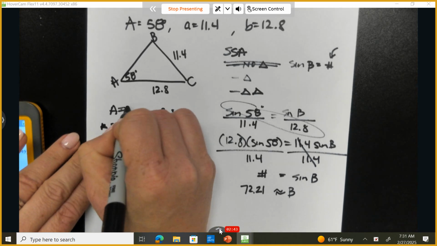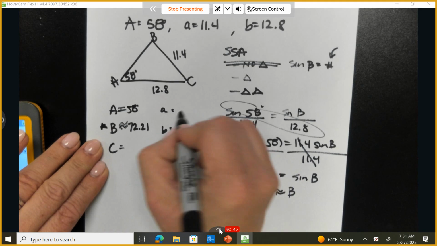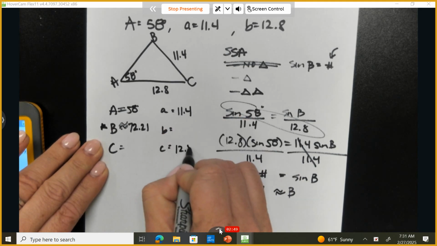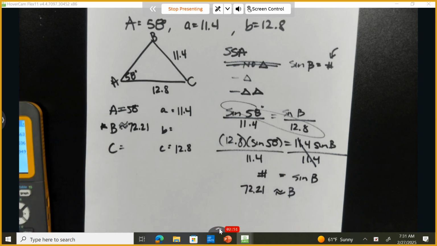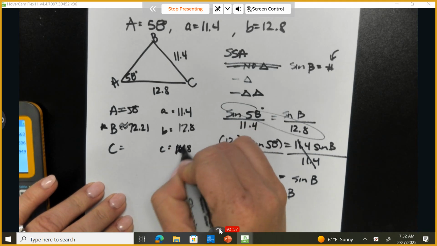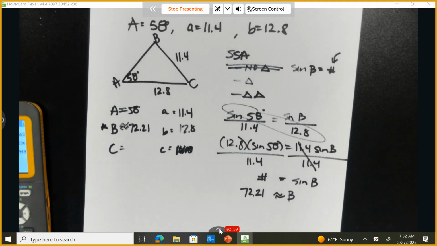I know for sure that A is 58 degrees, side A is 11.4, side C is 12.8. Is that correct? Did I have all this right? Did I put something down wrong here? I meant this to be 12.8. There we go. Okay, this is what I have so far.